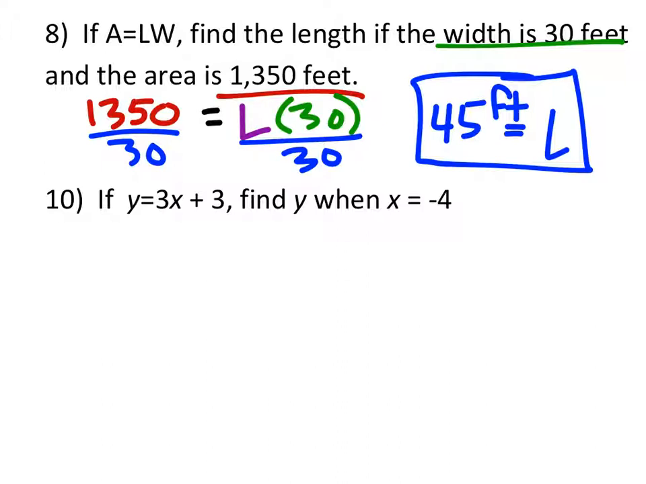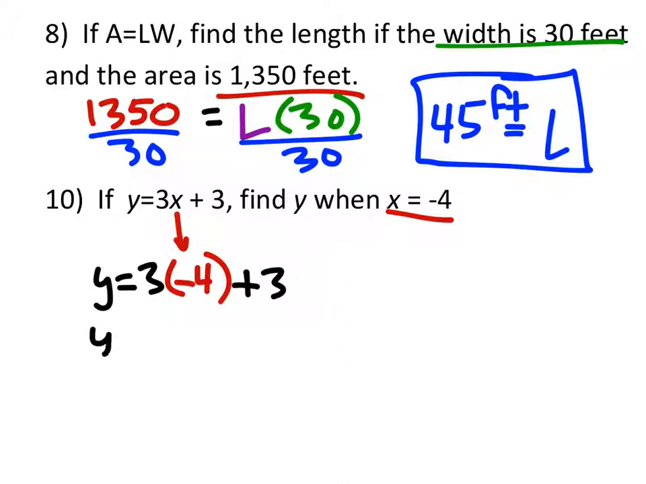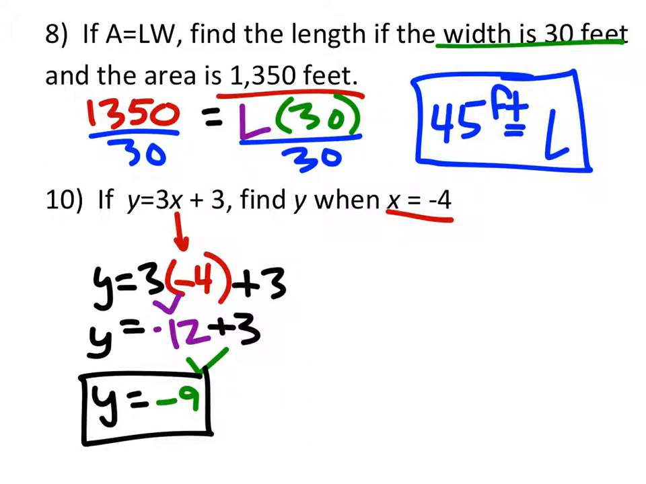All right, number 10 is going to work the same way, except for there's no reason to divide like we did on this last one. So we're going to replace the x with this -4 stuff, and the rest of it just stays the same. So evaluating this, we'll do multiplication first, so -12, and then plus the 3. And then combining these, we get -9. So y equals -9 when x is -4.